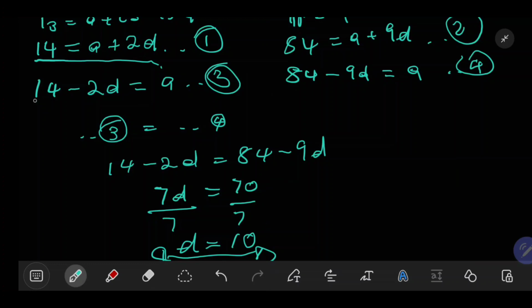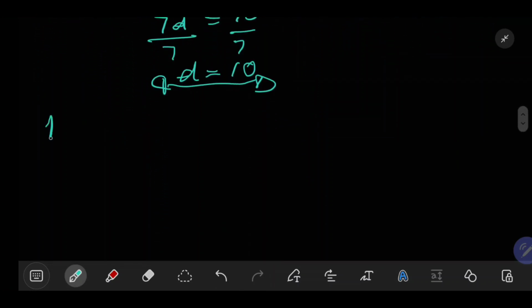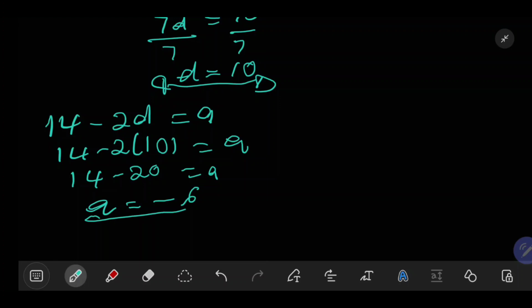Okay, so to find the value of a, you can choose any equation and substitute the d value. We should get the same answer. So I'll take this one. It means 14 minus 2d equals a. Then 14 minus 2 times the value of d, which is 10, equals a. Then 14 minus 20 equals a, and then the a value is equal to minus 6. So this is what the question was looking for, the common difference and the first term.